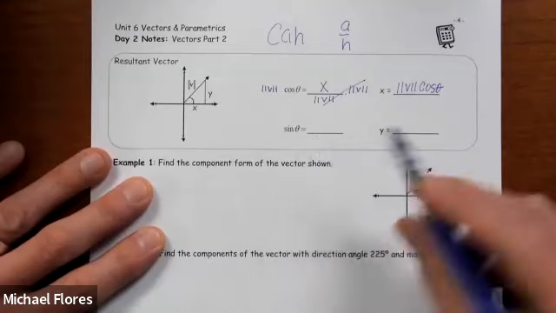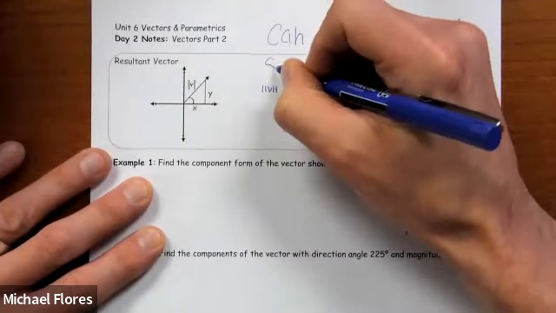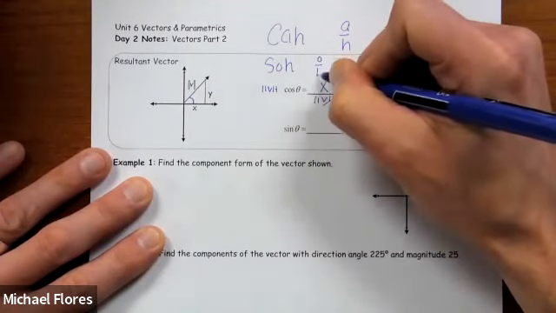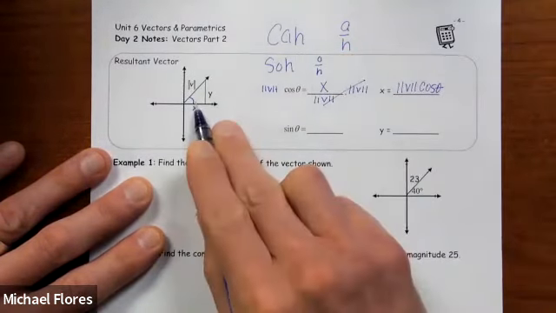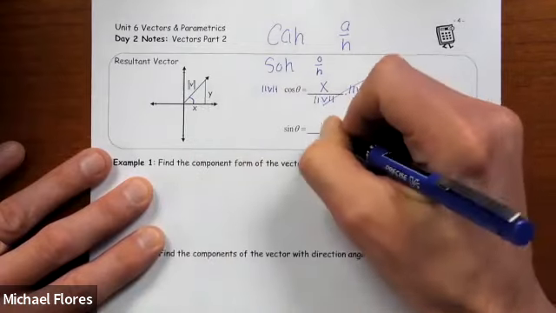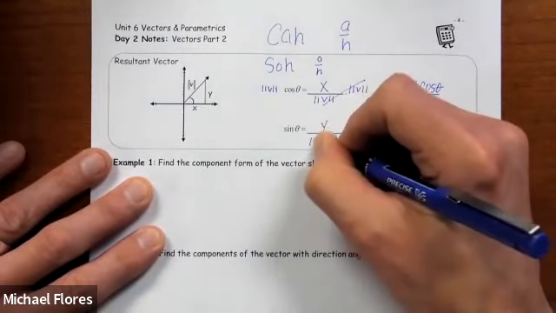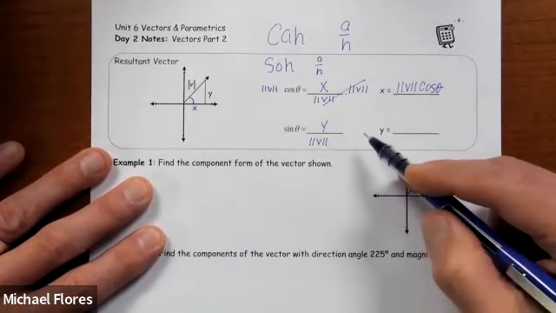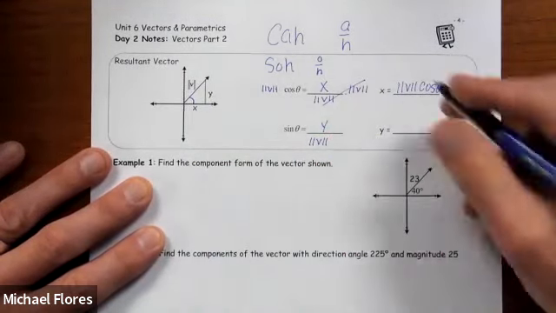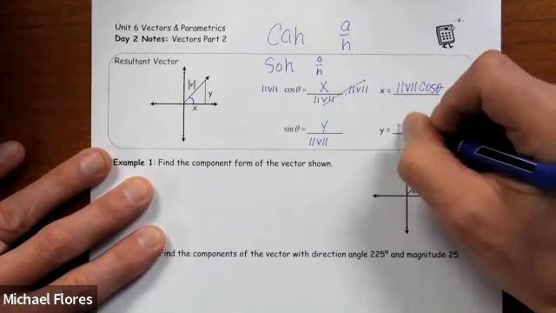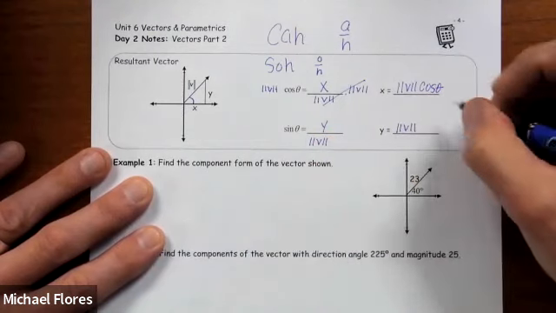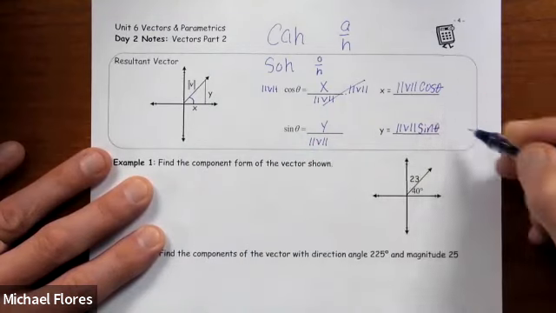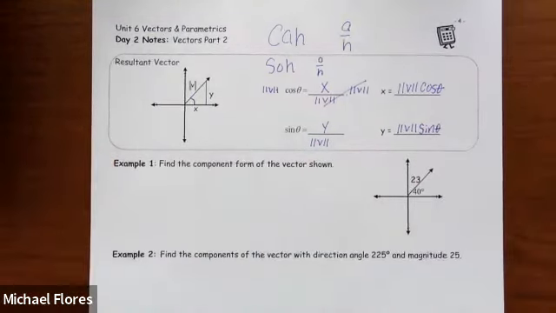Over here, sine, that's the same thing, or at least we use this to help us out. So that's opposite over hypotenuse. Angle theta is here, opposite would be y. Hypotenuse is still magnitude. And if we were to follow that same pattern here as we did above, we would end up with y equals magnitude times sine of theta. We'll be using this process a lot today.